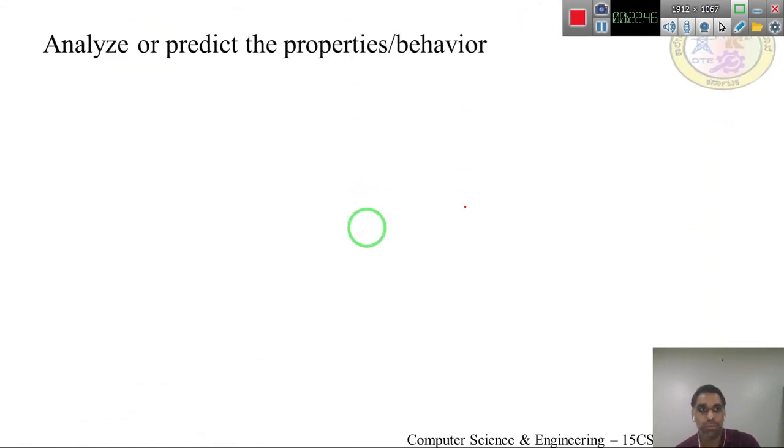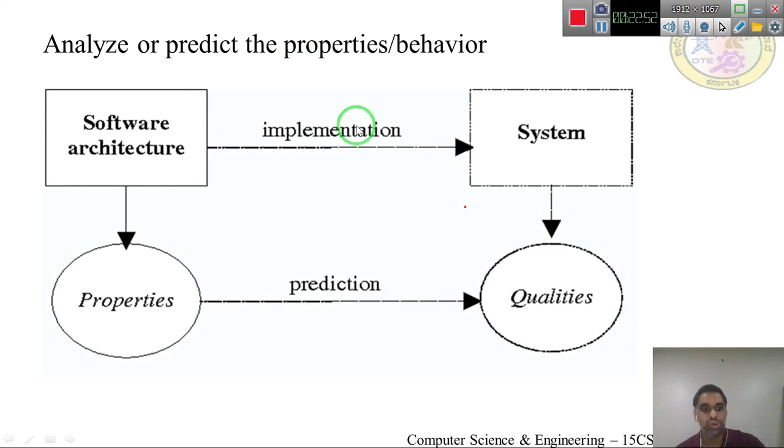Then the fourth role would be analyzing or predicting the properties or behavior of the system. So what do you actually do here? You do some sort of analysis. It is possible to analyze or predict the properties of the system being built from its architecture. Right? So properties of the system can be analyzed from the architecture. For example, the reliability or the performance of the system can be analyzed using some architecture model. Such an analysis will help you to determine whether the system meets the quality and performance requirements, and if not, then what has to be done.